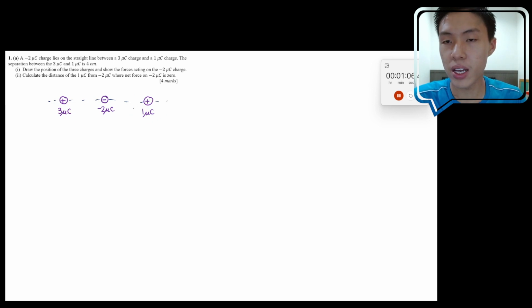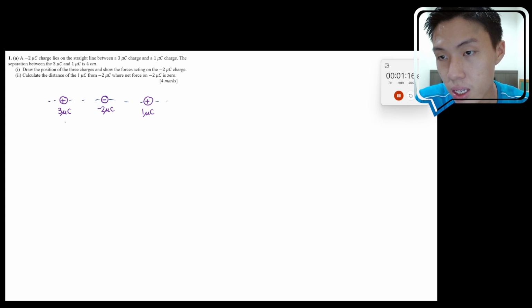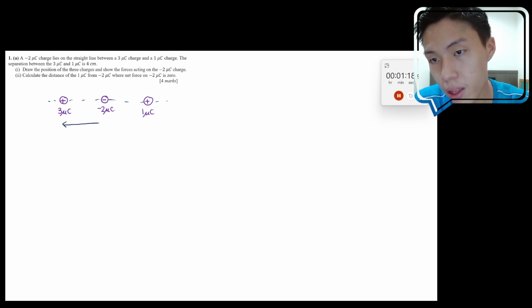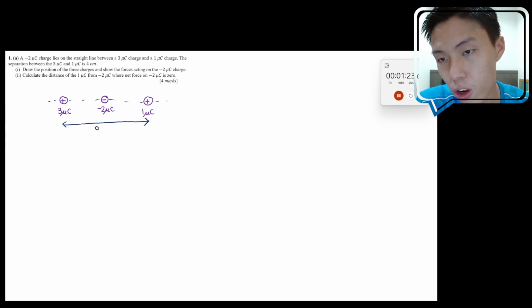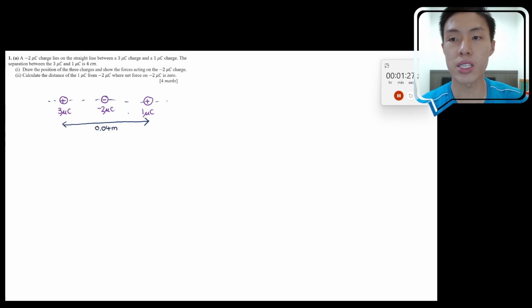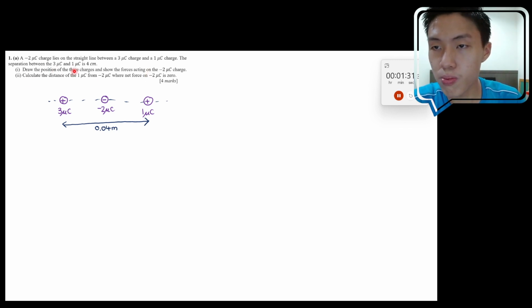Okay, now we have sketched it already. Then they say the separation between the 3 microcoulomb and the 1 microcoulomb is 4 cm. So if you do a sketch, that would be from end to end. This distance over here will be 4 cm. Of course, we convert everything into SI units, so that will be meters. Okay, let's continue to the question. Draw the position of 3 charges. Okay, that's what we have done.